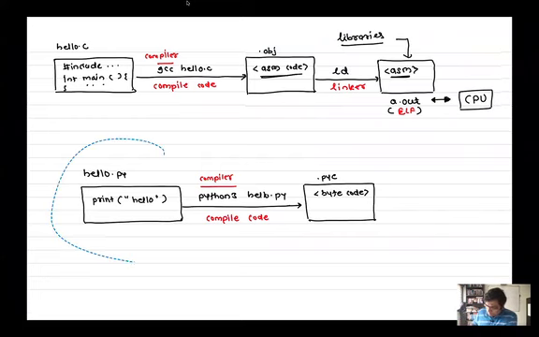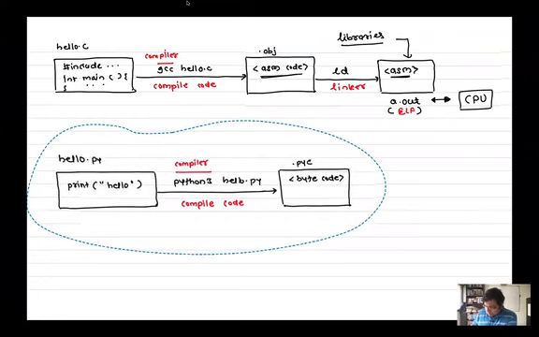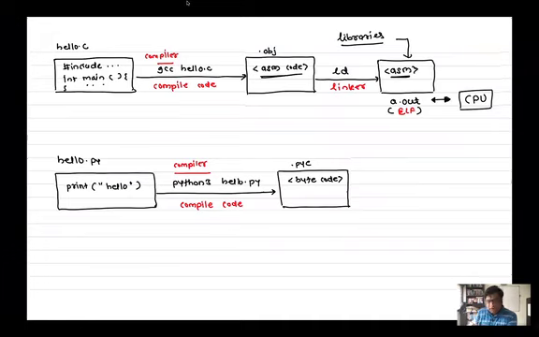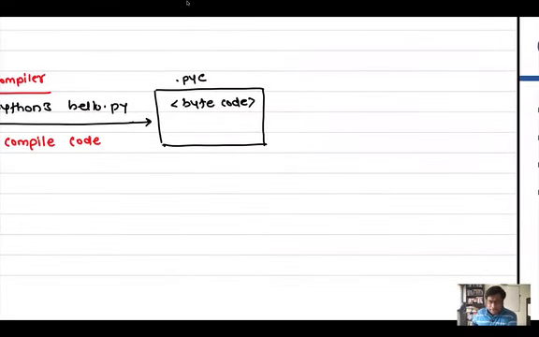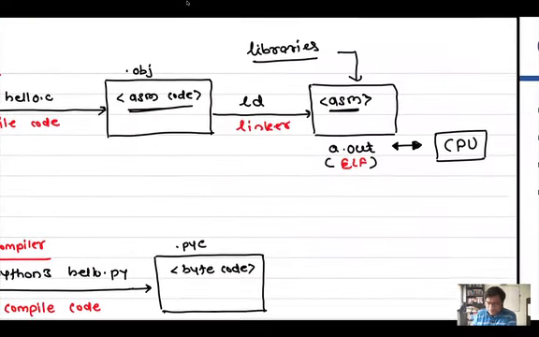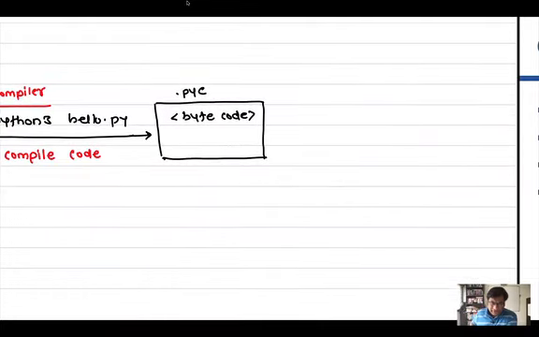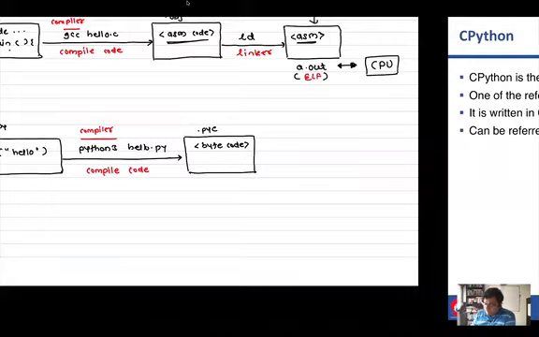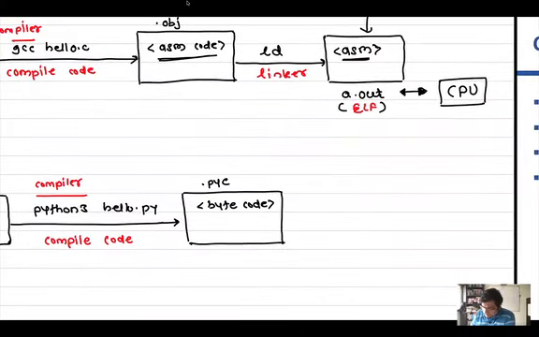Now let us see what is the little bit difference you will find here in the case of Python. So the first phase is exactly similar. You are using a compiler, you are passing that hello.py, and you are getting a kind of PYC file. Here you are getting an OBJ file, here you are getting a PYC file. PYC stands for Python compiled code. Now this is the big difference. Here you are having the assembly code, and here you are having the bytecode.